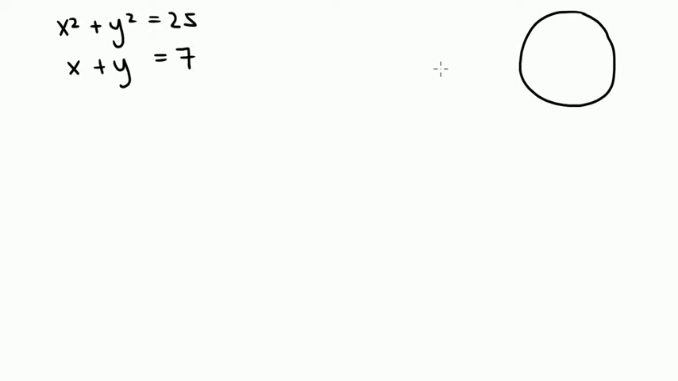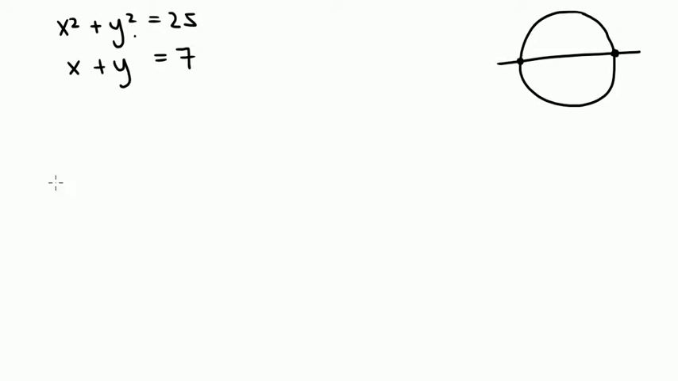So our next question, we have x squared plus y squared is equal to 25, and we have x plus y is equal to 7. So we know when we have x squared plus y squared is equal to 25, this is the equation for a circle. When we have x plus y equals 7, it's the equation of a line. So we're looking for the 2 points where they intersect.